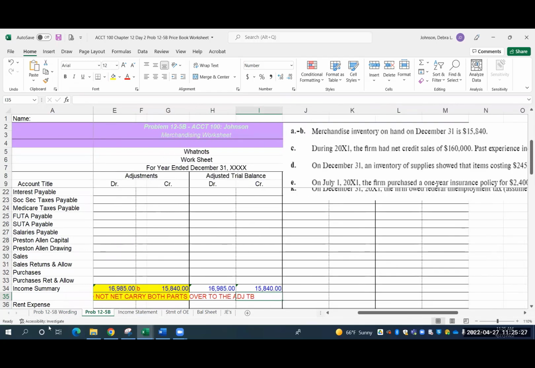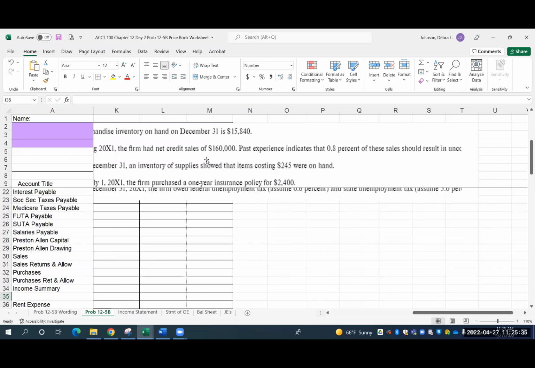All right, not hearing any questions, let's go try letter C. Again, you guys have these on the previous tab. I just pulled them over so I wouldn't have to drive you crazy by scrolling too much. Okay, letter C says, during 2000X1, the firm had net credit sales of 160,000. Credit sales are the only ones that can go bad. Cash sales are cash. You don't have to worry about a bounced check or somebody not paying you. So they had net credit sales of 160,000.